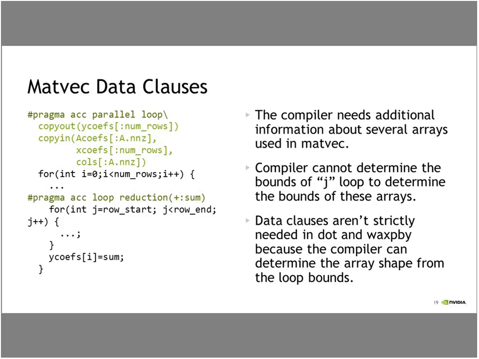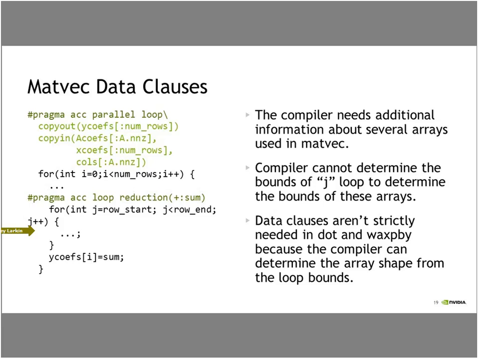Now, I've also done the same thing with Y coefficients. I didn't have to. The compiler was able to figure it out because of how it's used. So let's talk about why these three arrays were a problem, but Y coefficients wasn't. The three arrays that are a problem are only used, if I can get a pen, only used within the J loop here. Excuse me, the J loop here.